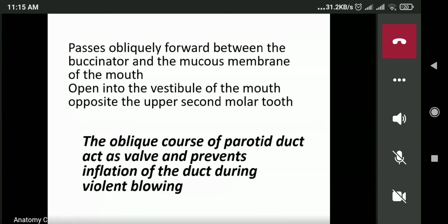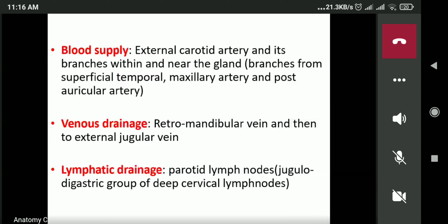Okay, so the oblique course of the parotid duct acts as a valve and prevents the inflation of the duct during violent blowing. So it is the natural protection of the parotid gland: the obliquity of the course of the parotid duct acts as a valve and prevents the inflation of the duct during blowing. So that is all about the parotid duct. Another important question for gross anatomy is the structures pierced by the parotid duct. They are the buccal pad of fat, buccopharyngeal fascia, and the buccinator muscle.